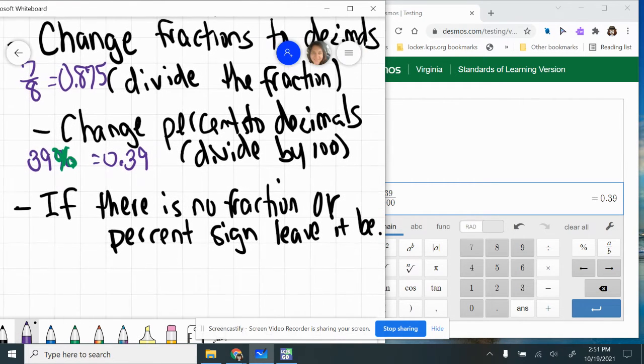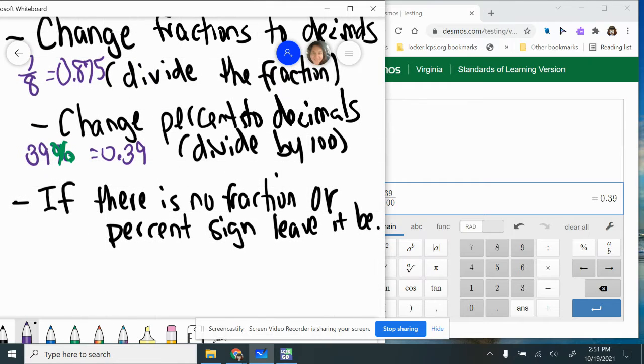If you don't have a fraction or a percent sign, then you don't need to do anything. So if I had 3.75, there's no fraction, there's no percent, that equals 3.75.